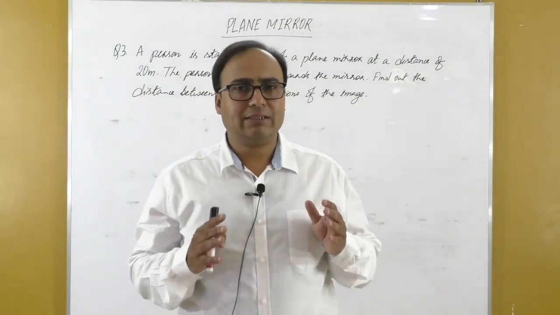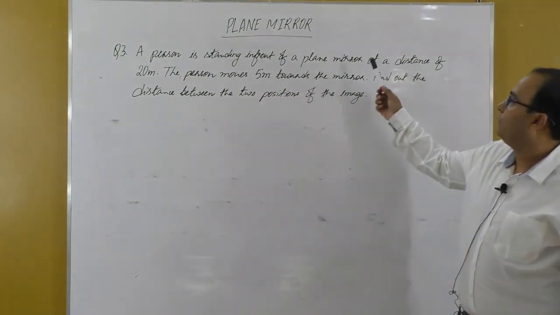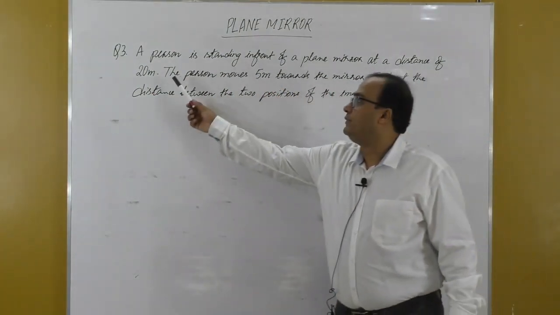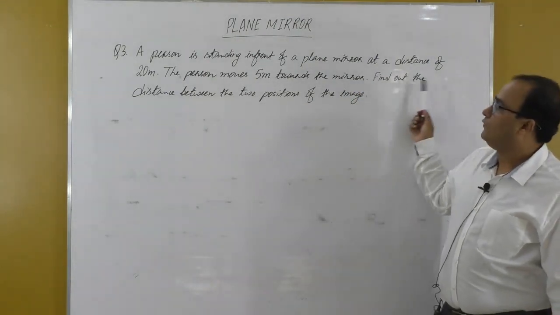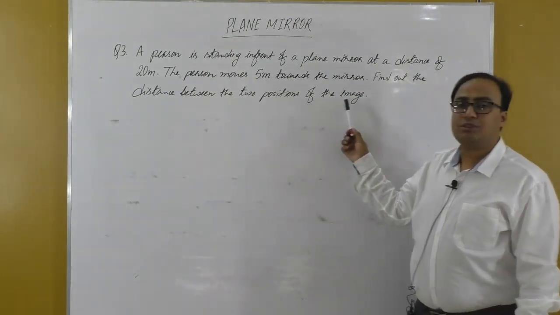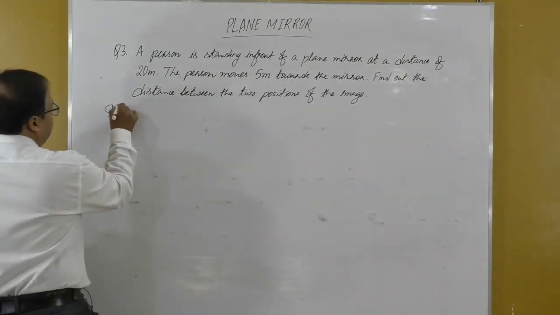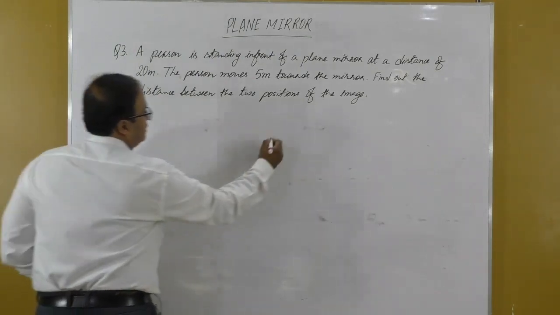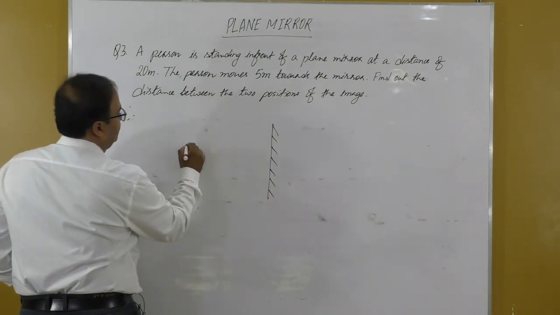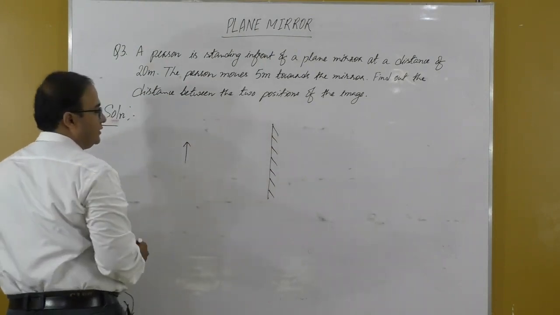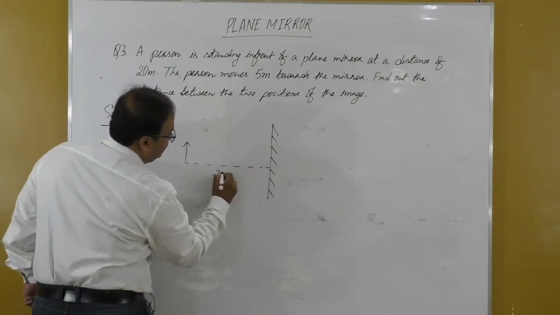Now question number 3. A person is standing in front of a plane mirror at a distance of 20 meters. The person moves 5 meters towards the mirror. Find out the distance between the two positions of the image. So look at the solution here. This is the mirror. A person is standing in front of the mirror. This distance is given. This is 20 meters.